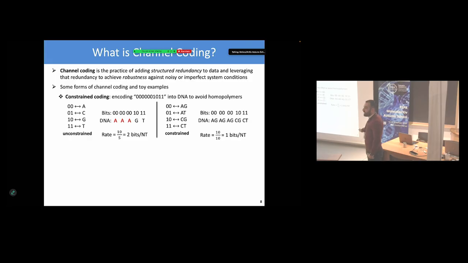So this decrease in rate comes from the fact that we added redundancy. Here we had 10 nucleotides. Here we had only 5. So there's a redundancy here, which translates into decreased rate. So constraint coding is one form of channel coding. Let's go through another form of channel coding, which is error detection. So let's say I want to encode these 4 bits, 0, 1, 1, to detect a single substitution error. I don't want to correct it. I just want to detect that an error happened.